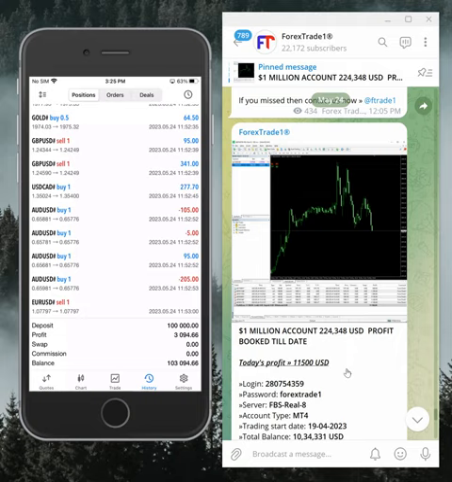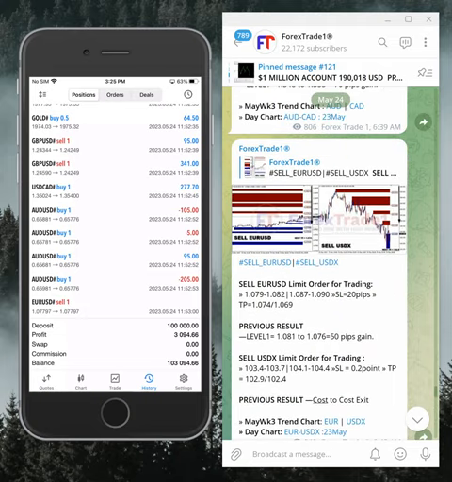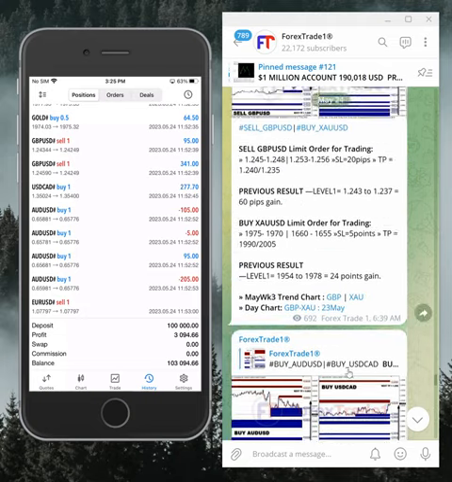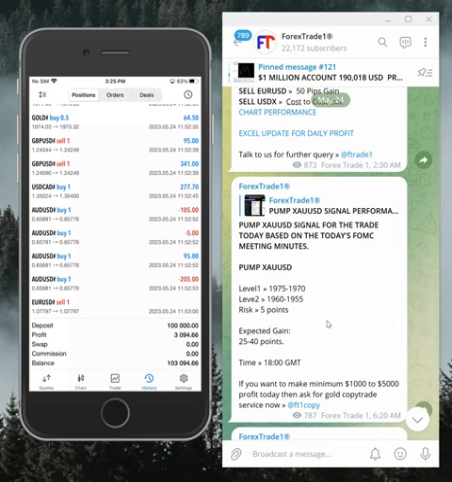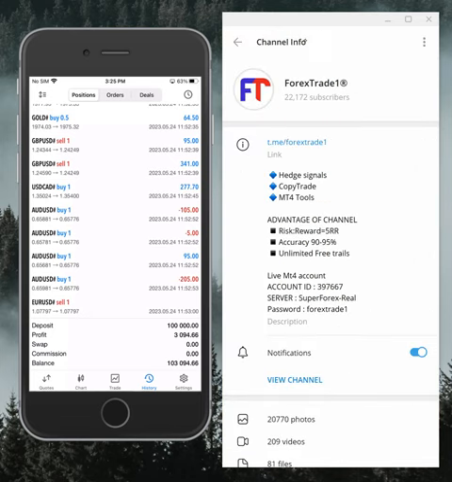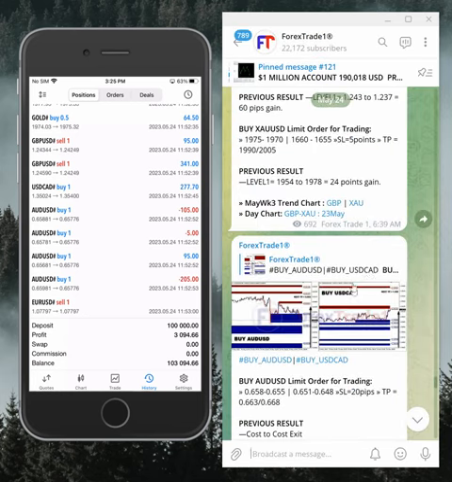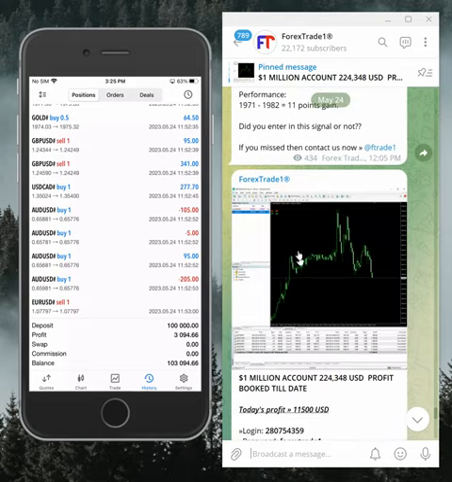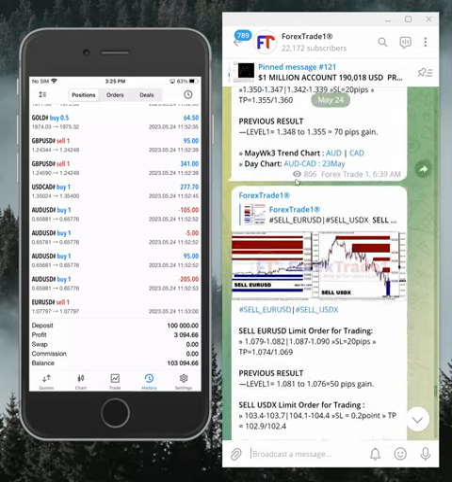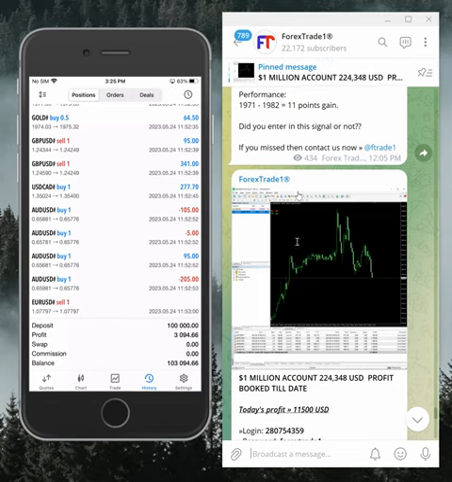Today we are going to show you the performance of our hedge signal, and this is our main Telegram channel, Forex Trade, t.me/ForexTrade1. This is where we post these signals, and here is the signal update, and then after that the performance update and so on.